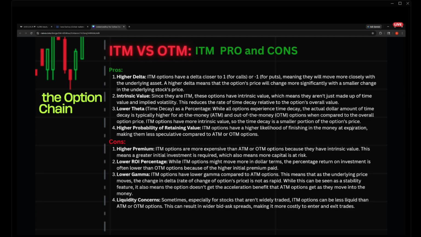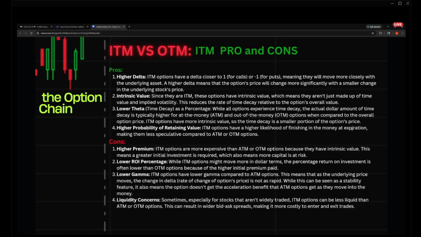One tick up, you're going to feel it. You're going to see it. A higher delta means that the option price will change more significantly with a smaller change in the underlying stock price. And we're going to talk about the Greeks here in just a moment.